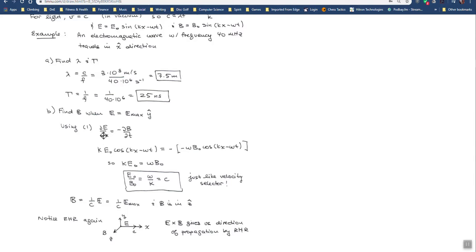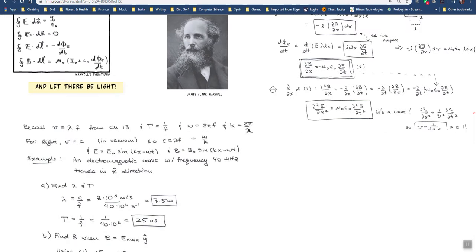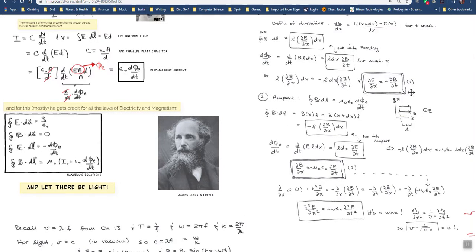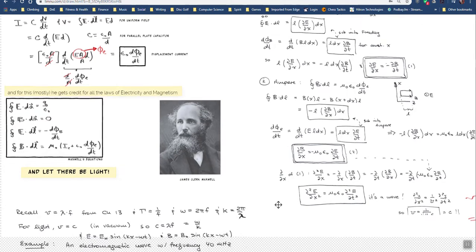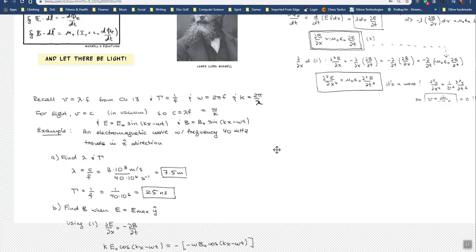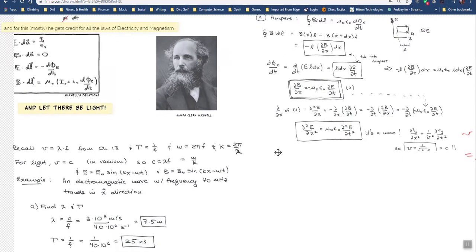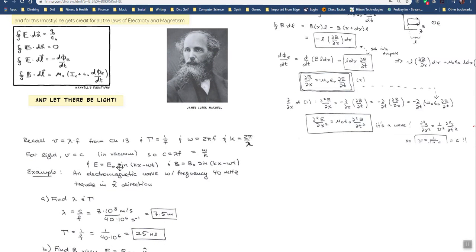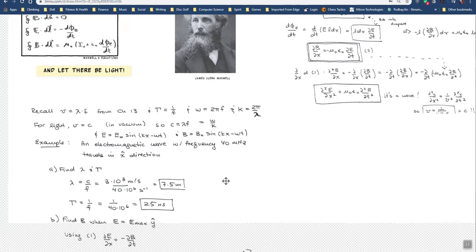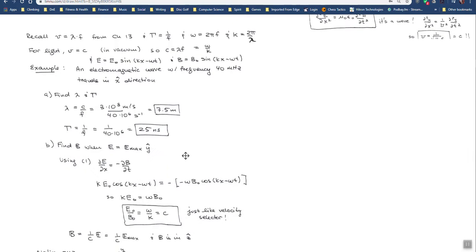Okay, now we're going to use equation 1 up here, this relationship between the spatial derivative of E and the time derivative of B, to take the first derivative with respect to x of our equation for the electric field. Here's the electric field, right? It's sine kx minus omega t. If I take the derivative of that with respect to x, I get k E cosine kx minus omega t. I use the chain rule. I just have to take the derivative of what's inside, and the derivative of what's inside with respect to x is just k.